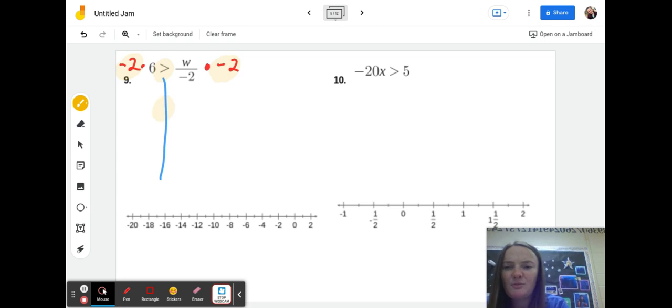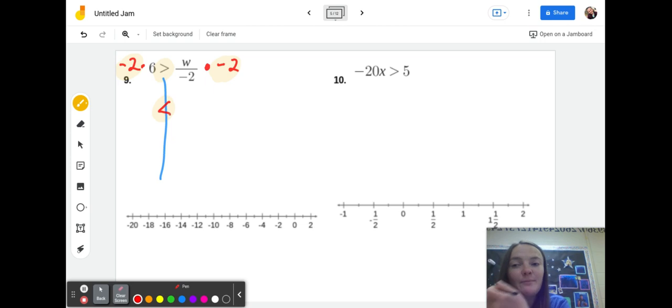Some students came up with a memory trick here. I'm not sure how great it is, but I like it: negative multiplication or division means now I must switch. So we're going to switch our sign. It's not going to be greater than anymore. It's going to be less than. That's what happens when you multiply or divide by a negative. -2 times 6 is -12. And this cancels to leave us just with W.